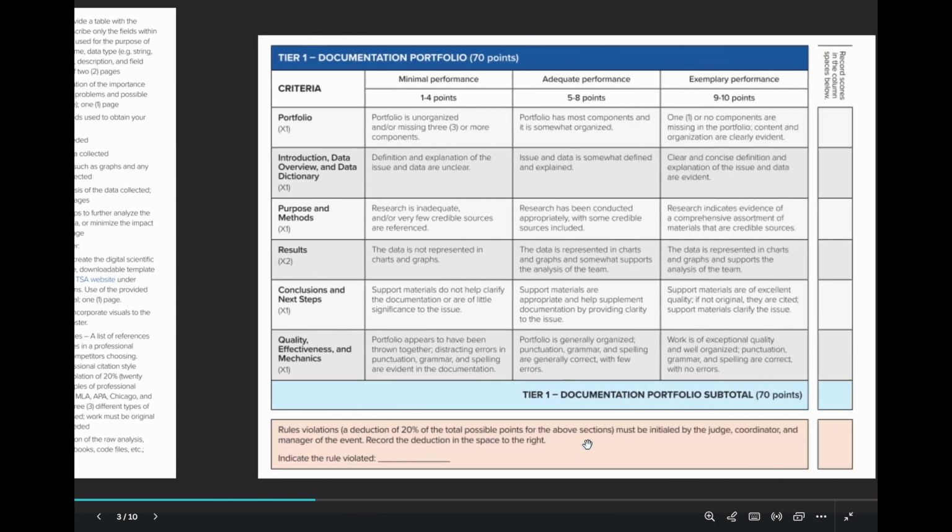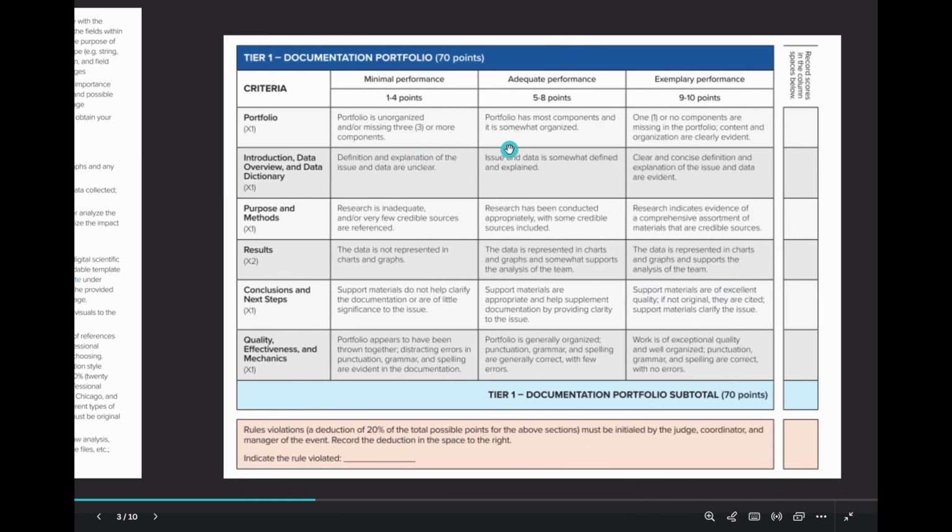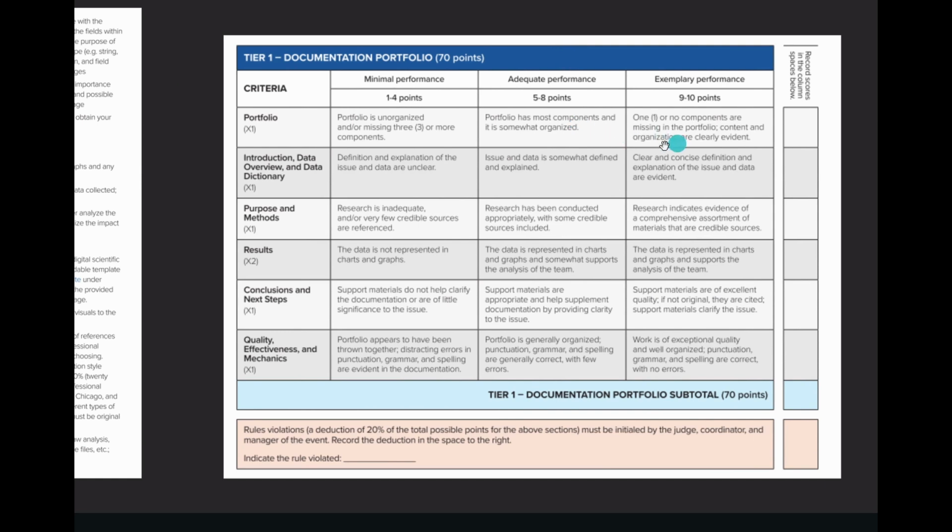Okay, moving on. So just looking at the rubric itself, portfolio components, this is a free 10 points. Just don't miss anything. This is easy. Intro, data overview, and data dictionary. This is also pretty easy. Just talking about what the issue is, and your data dictionary should just define terms that may be hard or not easy to define.